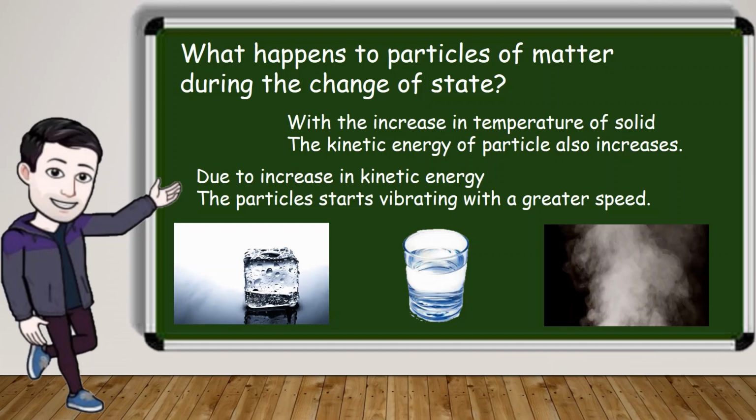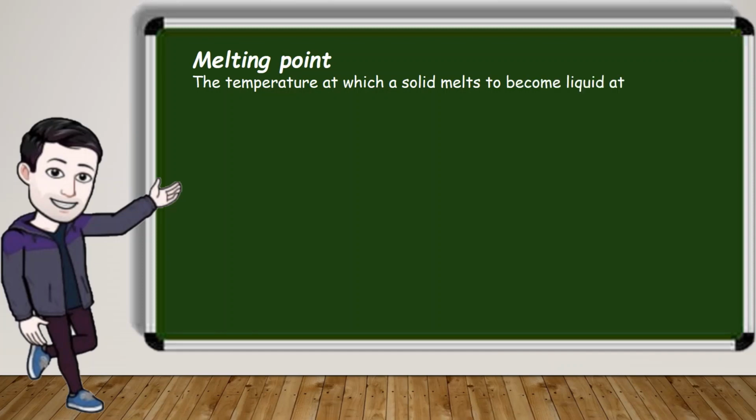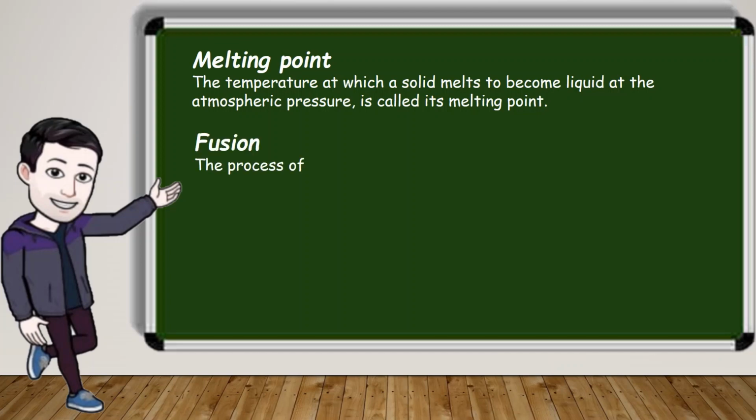Now, let us learn some new terms. First, melting point. The temperature at which a solid melts to become liquid, at the atmospheric pressure, is called its melting point. Second, fusion. The process of melting, that changes solid into liquid state, is known as fusion.